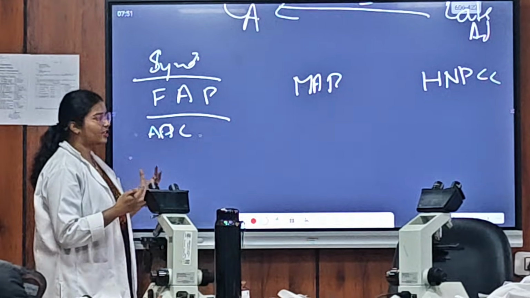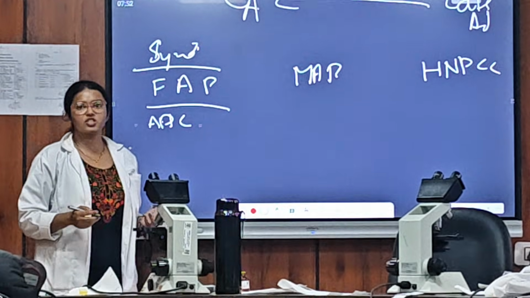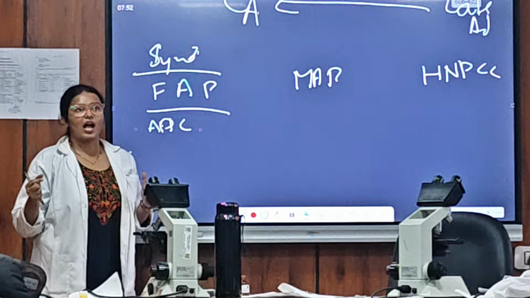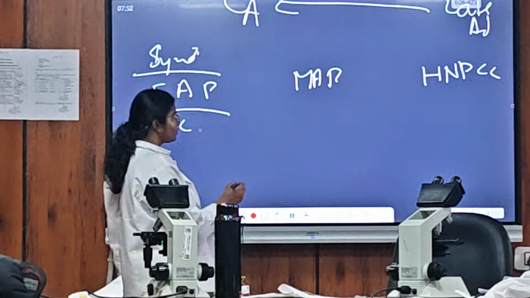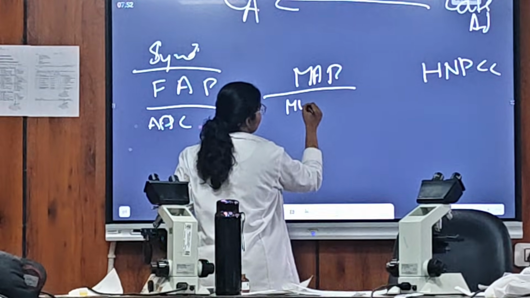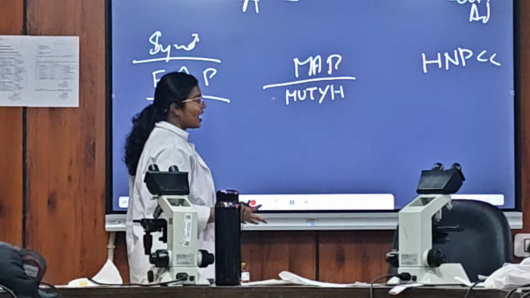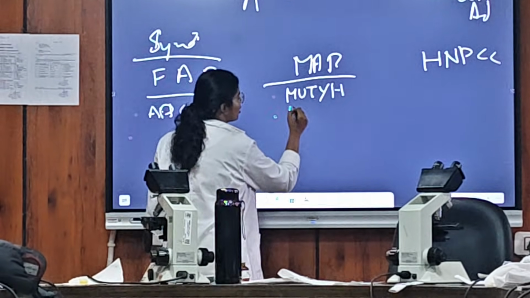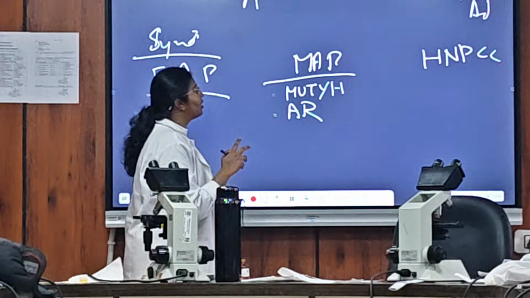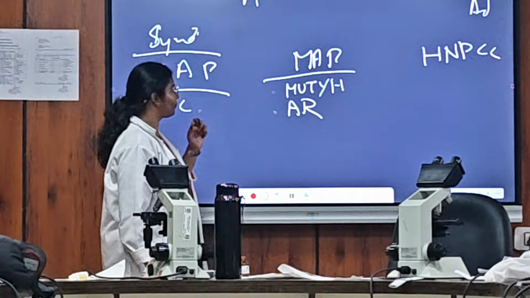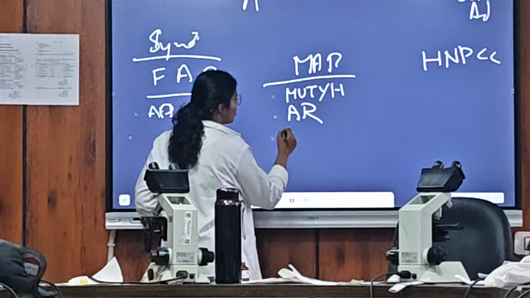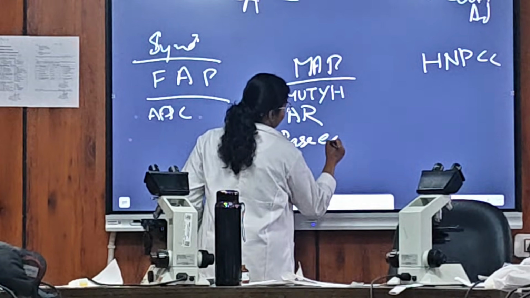FAP also has another variant called attenuated FAP, which shows fewer polyps. MAP is MUTYH-associated polyposis, which also has a high risk of cancer. This is autosomal recessive, with high risk of cancer, and it occurs due to base excision repair defect.